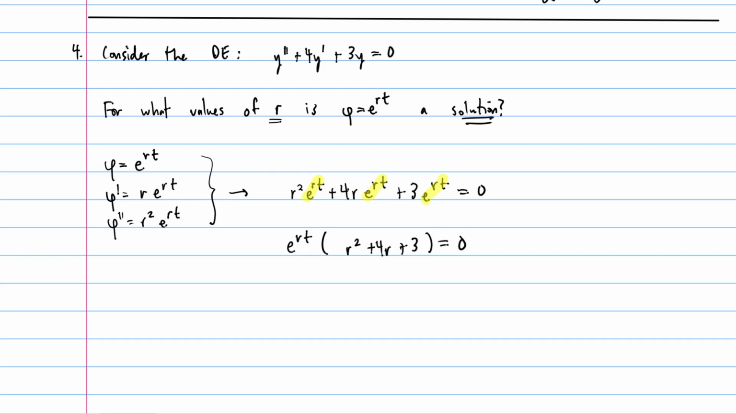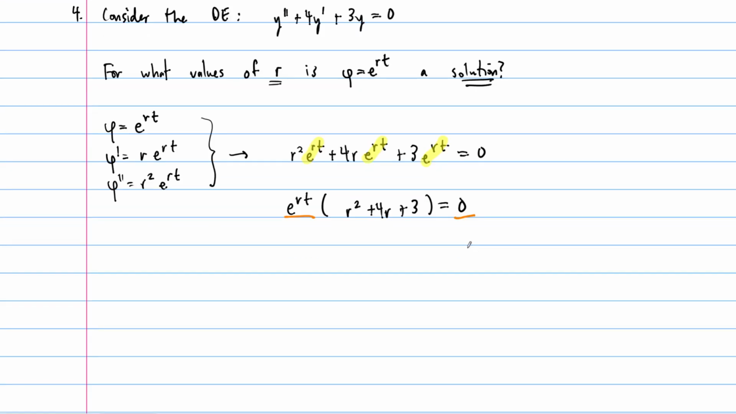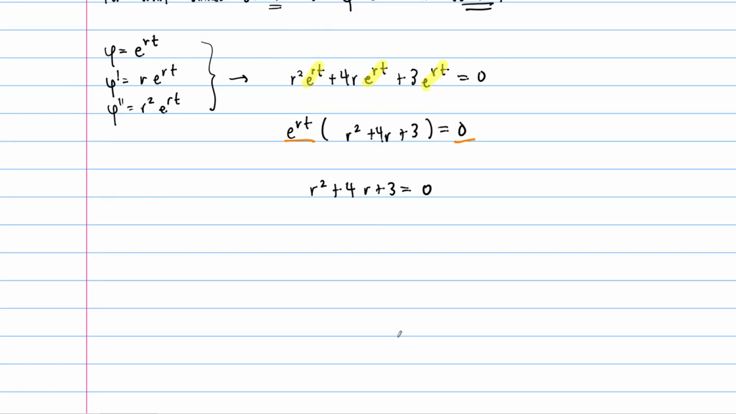All right, and of course e to the rt itself can never be 0. It's a positive exponential function, so that can't be 0. So what we conclude then is that this quadratic equation must be satisfied: r squared plus 4r plus 3 has to equal 0. There are many ways to solve this, but factoring is probably the easiest. This factors to be (r plus 3) times (r plus 1), and so the values of r are minus 3 and minus 1.